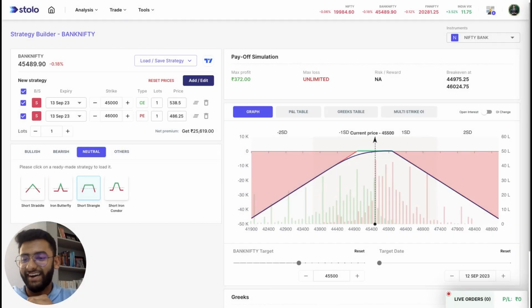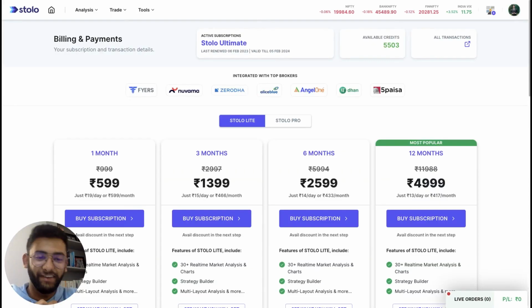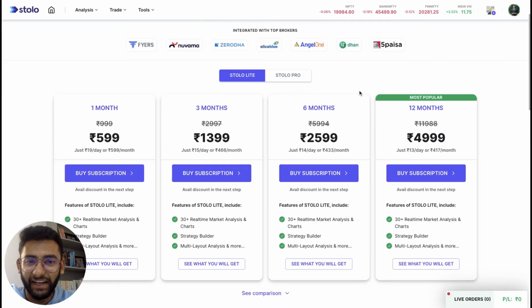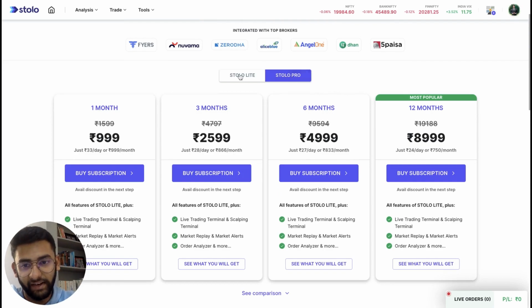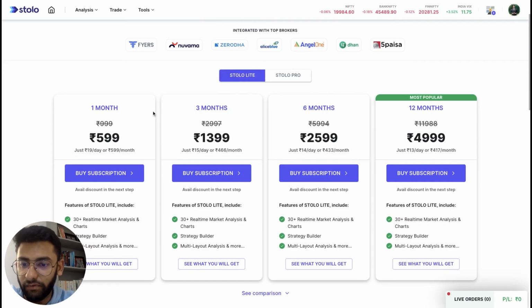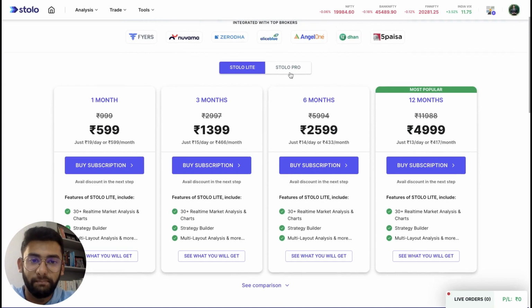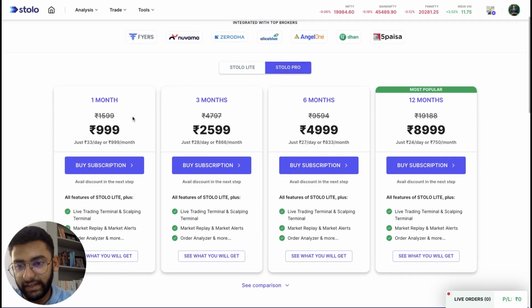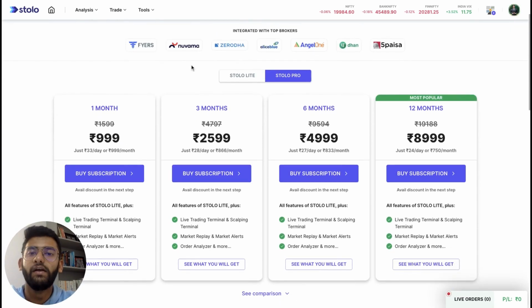We have a lot more coming up. We have a lot more features coming to the plans itself. We have the Stolo Lite plan as well as the Stolo Pro plan, right? It starts at 599, where you would get your Stolo Lite plan, and Stolo Pro at just 999 per month, right? So these are the brokers which you can see here, which we would be integrating soon for live trading to come out.